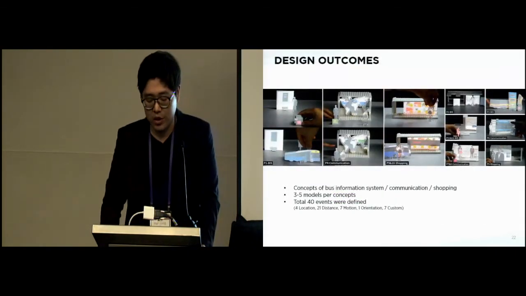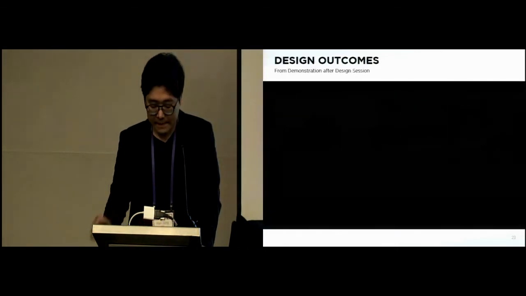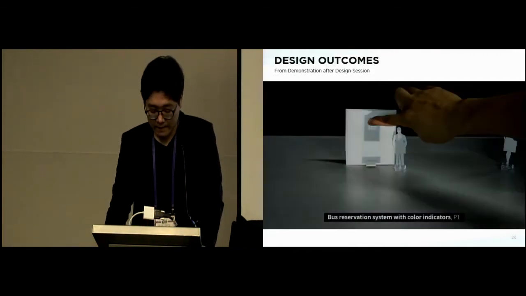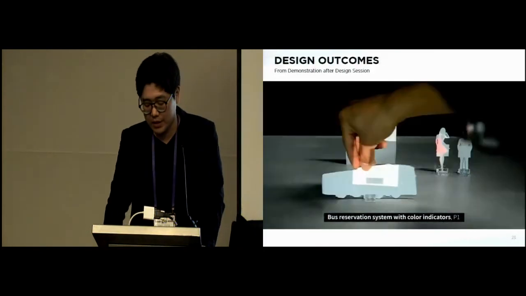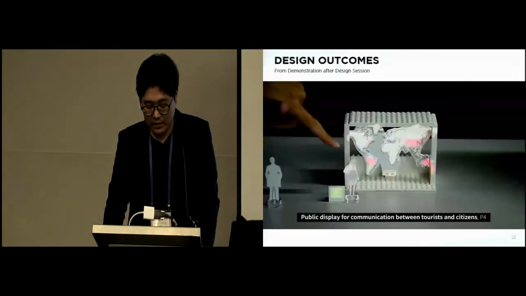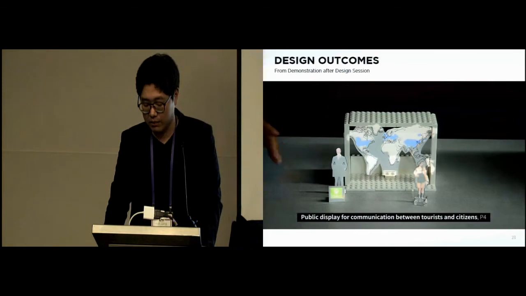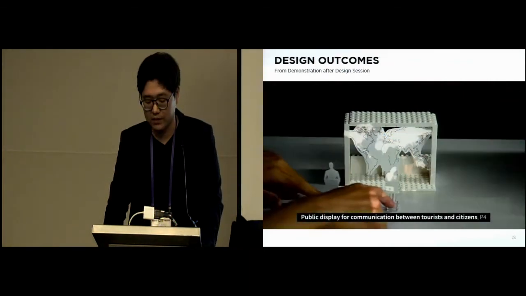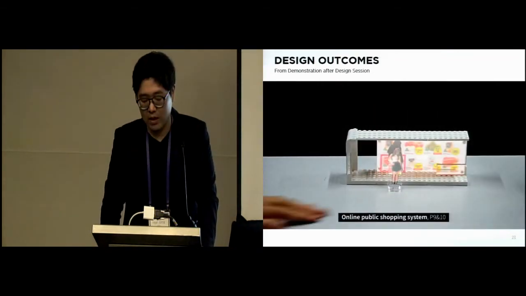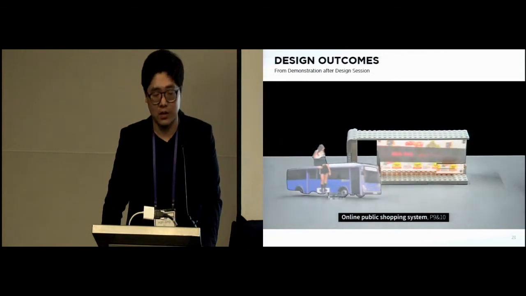A total of 9 interactive bus shelter prototypes were built, and they could be categorized as bus information system, communication space, and personalized shopping space. These are 3 examples of generated bus shelter ideas. One is a bus reservation system with color indicators instead of bus numbers. Another example is a public display that shows a map of visited countries for communication between tourists and local citizens. And a live public shopping system in the bus shelter was also demonstrated.